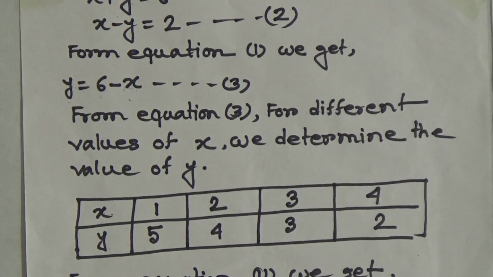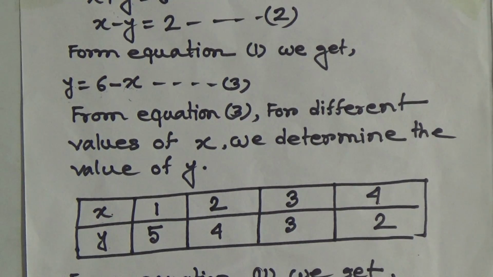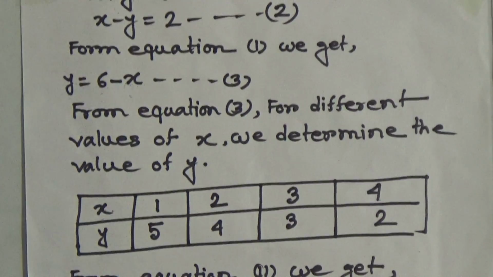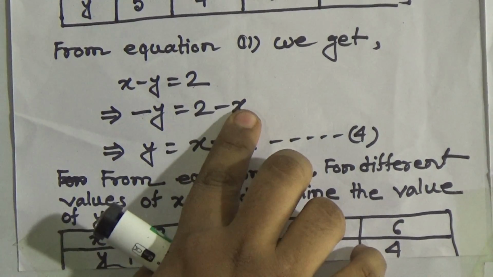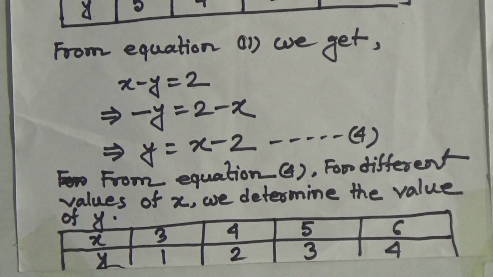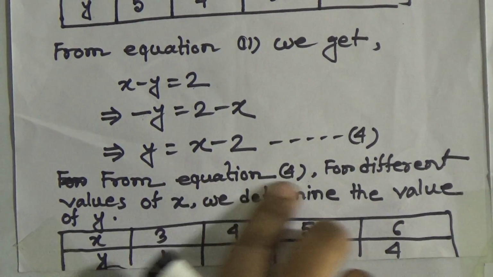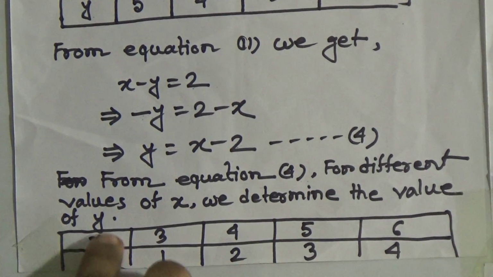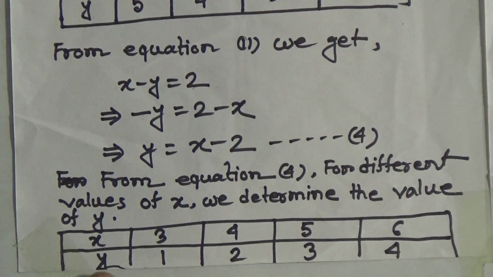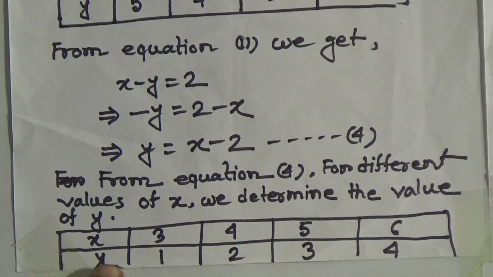Okay. Similarly, we shall convert equation 2 into one variable in terms of another variable. So here from equation 2 we get x minus y equal to 2, so minus y equal to 2 minus x. That means we multiply both sides by minus 1 and we get y equal to x minus 2. From equation 4, for different values of x, we determine the value of y.